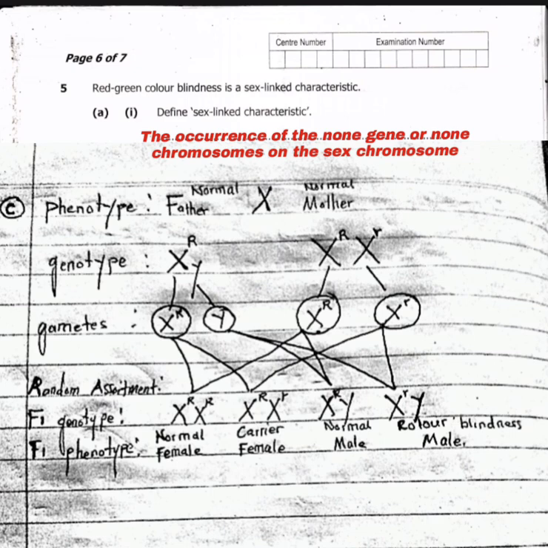As for the F1 phenotype, the first one is the normal female. Then the next one is the normal female or the carrier female, followed by the normal male. Then the last one is the color blind son or male. So that was the last one.